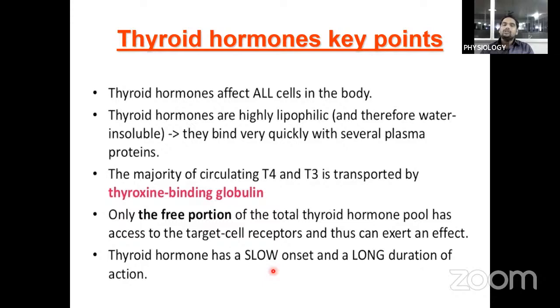Thyroid hormones have a slow onset and a long duration of action. How come it's very slow? Because if there are any changes in the thyroid, it will start from the molecular level, from the DNA, then it is transcribed, and later translated into the protein. From the nucleus, it reaches the colloid. Later, it reaches the blood circulation after iodination or organification. So it will take a long time to reach. That's why it has a long duration.